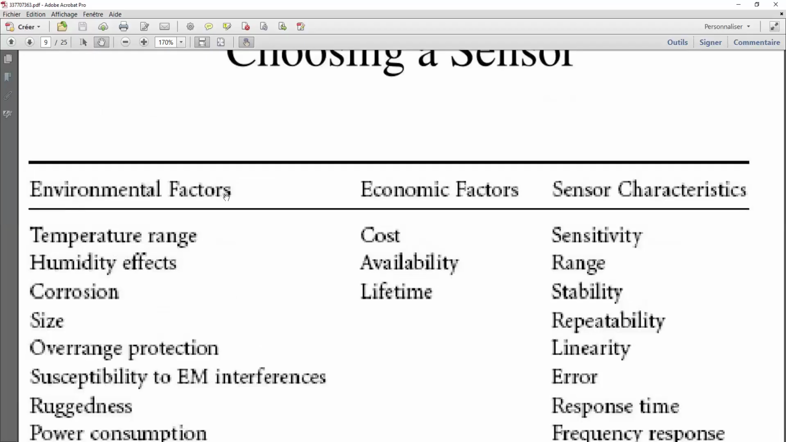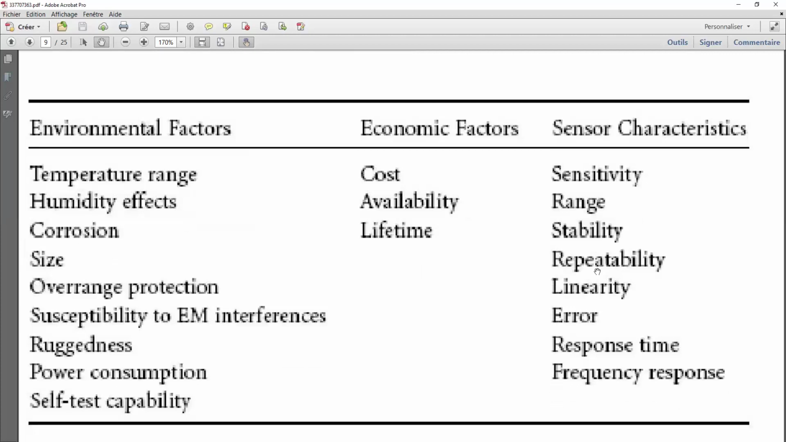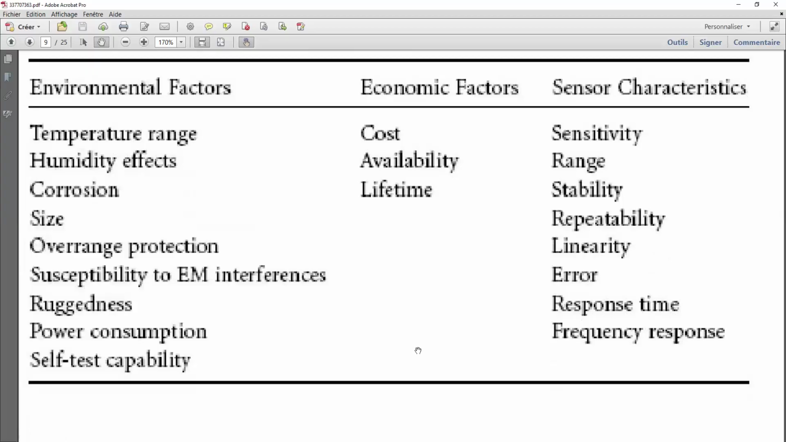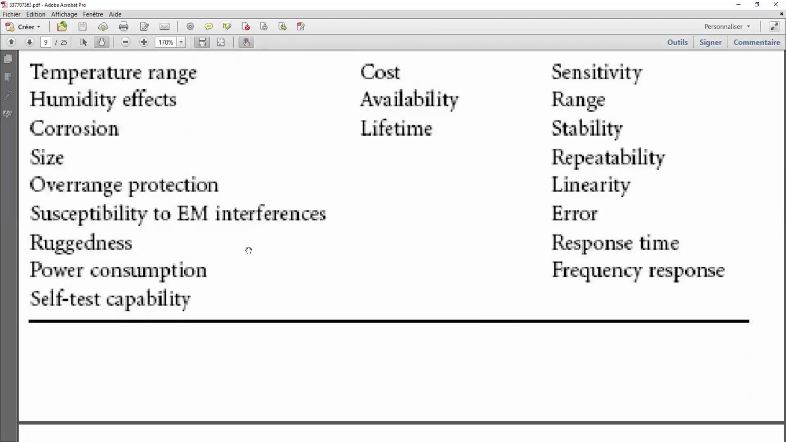Choosing a sensor involves environmental factors, economic factors, and sensor characteristics. For environmental factors, we have temperature range, humidity effect, corrosion, size, averaging protection, susceptibility to EMF interference, and ruggedness. Economic factors are cost, availability, and lifetime. Sensor characteristics are sensitivity, range, stability, repeatability, linearity, error, response time, power consumption, frequency response, and also self-test capability.